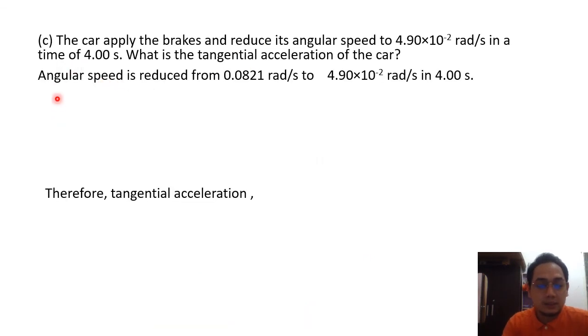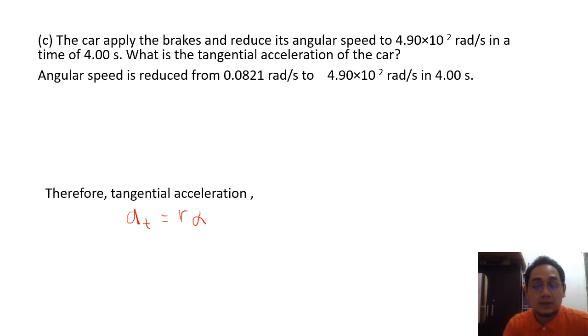Okay, next, question C. The car suddenly applied the brakes and reduced its angular speed to 4.9 × 10^-2 radian per second in a time of 4 seconds. So the question is, what is the tangential acceleration of the car? As we know, the formula for tangential acceleration is a_t = rα. So if you want to find the tangential acceleration, you need to find first the value of alpha. So how can we do that?